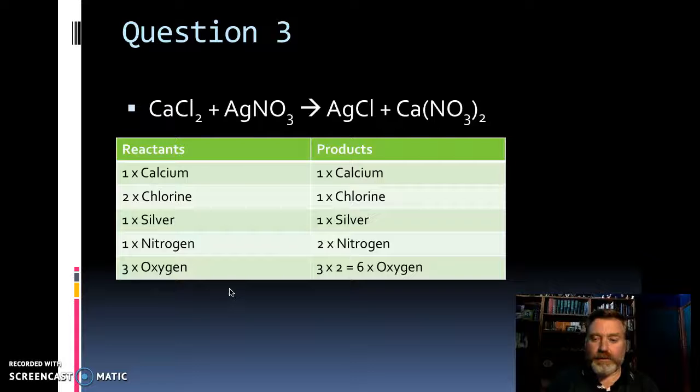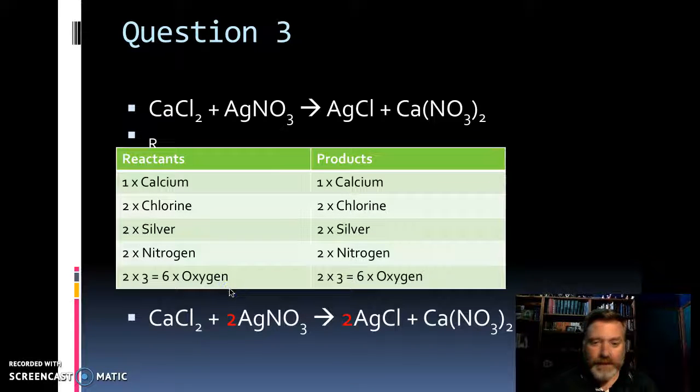Well, that has time going. I'll do one more. It's only a short little video, isn't it? So calcium chloride plus silver nitrate react to produce silver chloride and calcium nitrate. Calciums are okay. Chlorines, one too many chlorines on the left-hand side, so my reactants. Silver's okay. Nitrogens, nope, one too many nitrogens on the product side, and we've got far too much oxygen on the product side. So, how do we solve this?